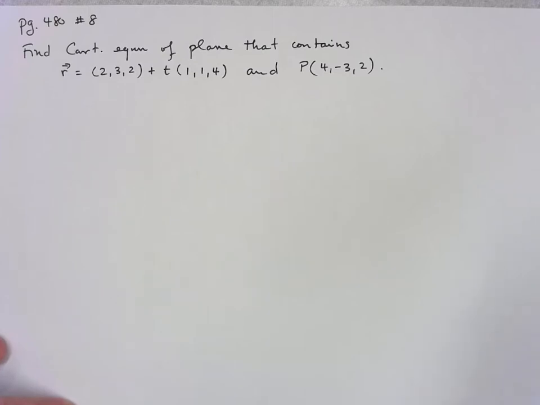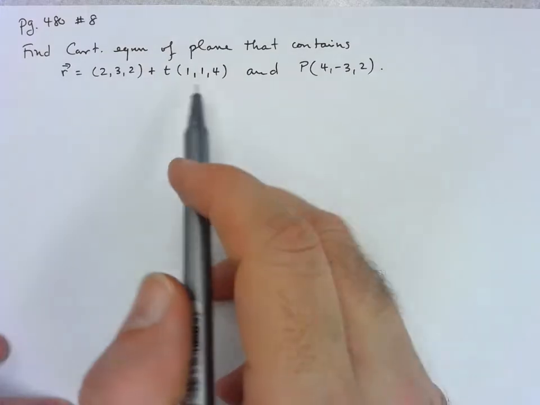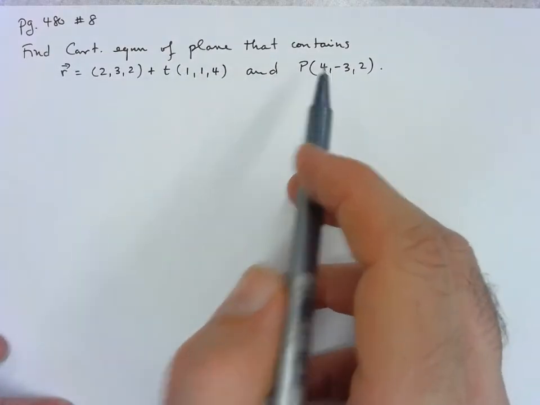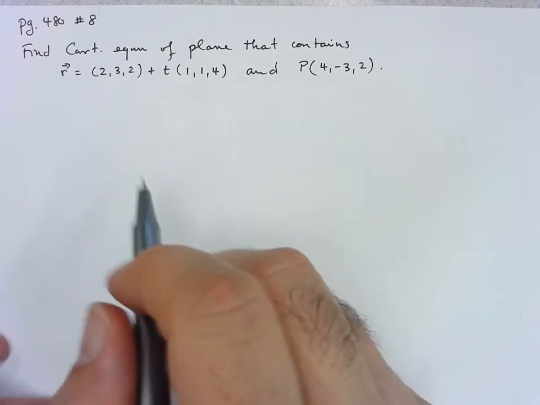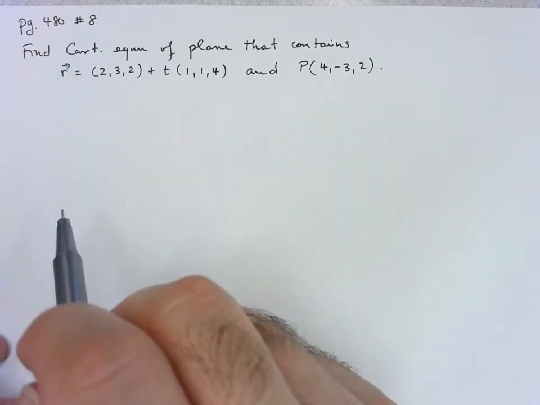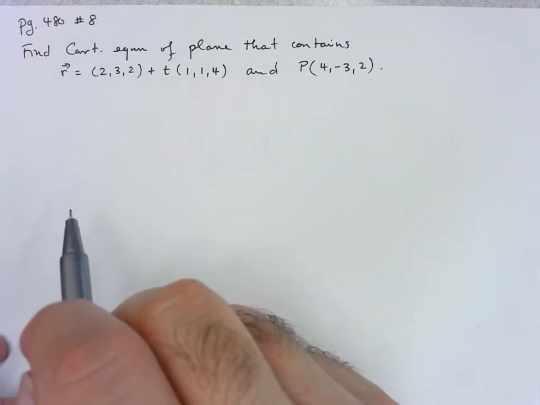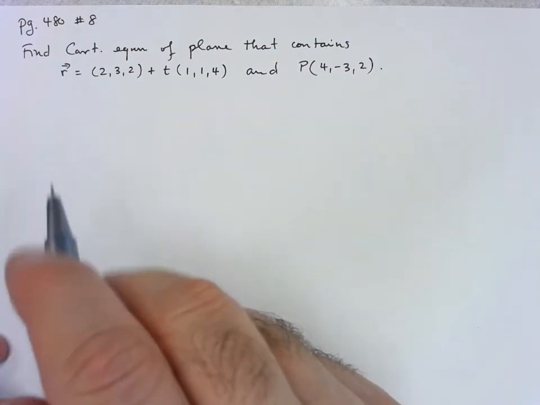Hi folks, we're going to take a look at number 8 from page 480. So they want us to find the Cartesian equation of a plane that contains this line and this point. Since we're looking for the Cartesian equation, we need a point, of which we've got 2 easily, and we also need a normal vector. That's the one we're going to have to do some work on.